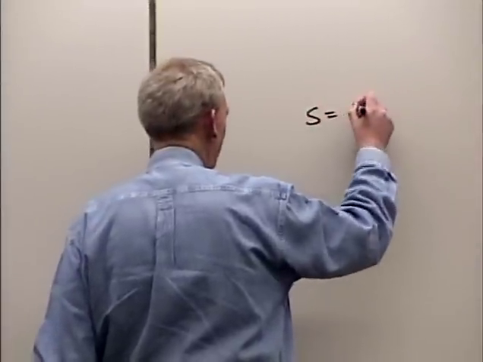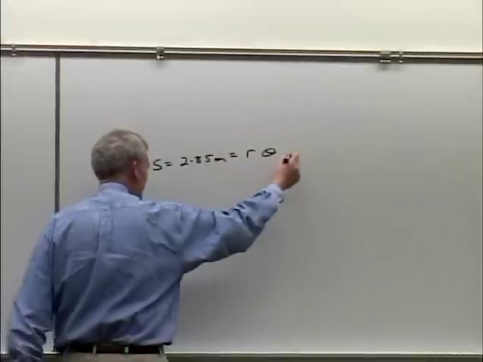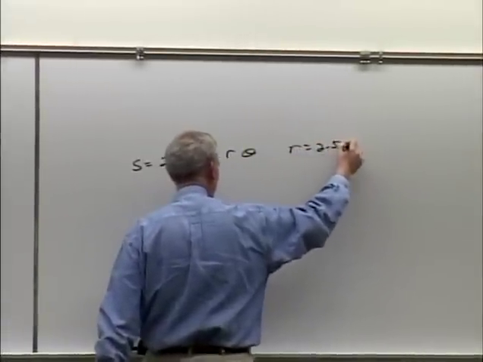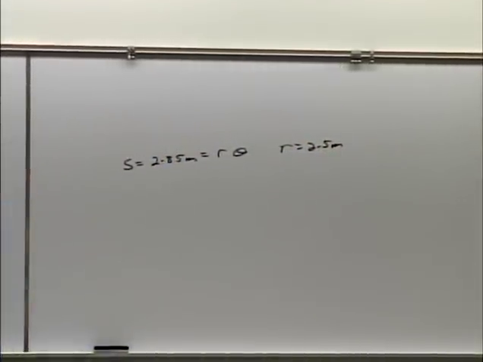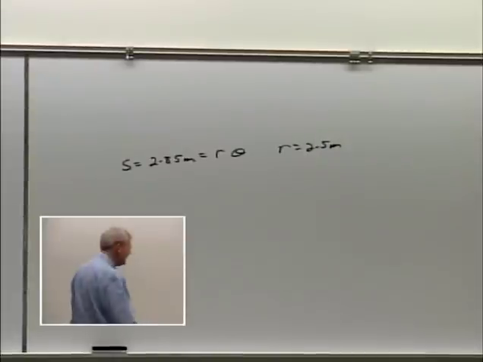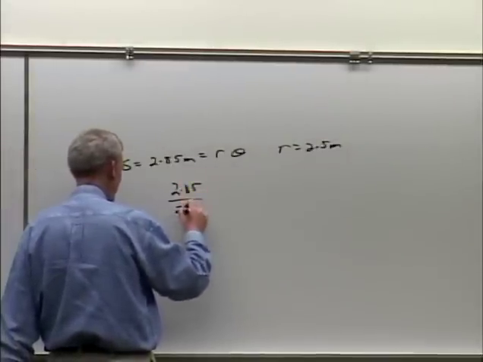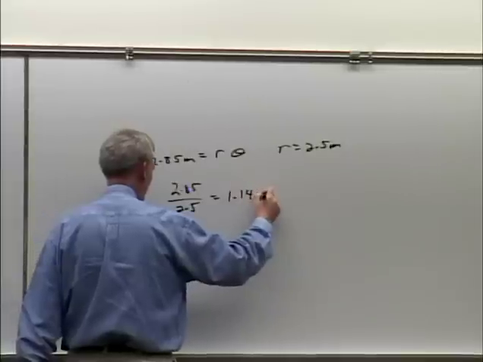Here's the deal. On the first one, they gave you S, which was 2.85 meters, which equals R times theta, and they gave you R equal to 2.5 meters. Some of you used 2, and that's what kind of caused you a little bit of heartache. You had to use 2 in the second part when you're getting the tangential velocity. So 2.85 divided by 2.5 gave you 1.14 radians.